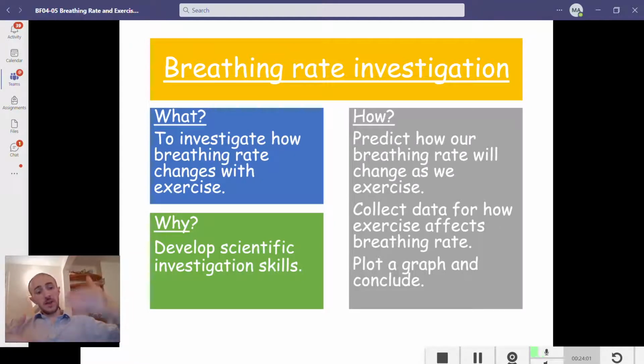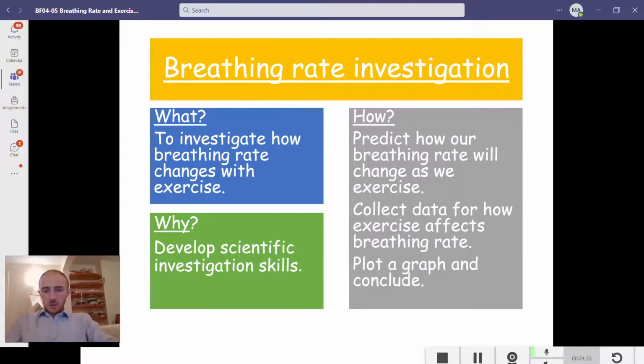Each person does all 5 activities, and if you get time, I'd like you to do 2 repeats. So you're going to do effectively 15 exercises, 3 repeats for each one. So 1 and then 2 more repeats. But see how much time you get. You're going to record your breathing rate in a table. So you're going to need to design a results table. And then, at the end of it all, we're going to draw a graph and write a conclusion. And that will be the end.